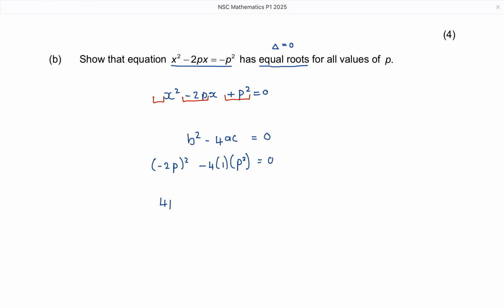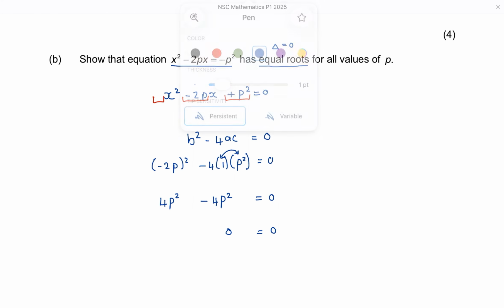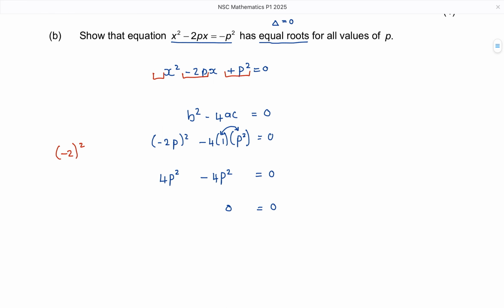Then this is going to give a positive 4p squared minus 4p squared. If you wanted to, you could have first multiplied the two brackets with one another and then multiply it with the number in front of the bracket, and then we get 0. If you're going to type in -2 squared on the calculator, make sure that you do it in brackets, otherwise you will not get the correct answer. And then that's it for the first question.